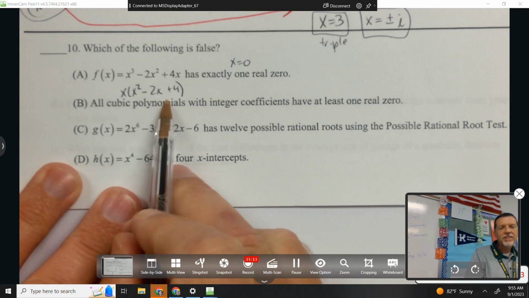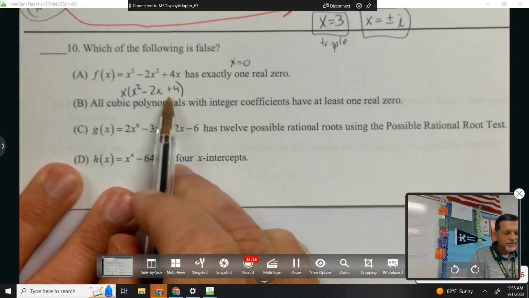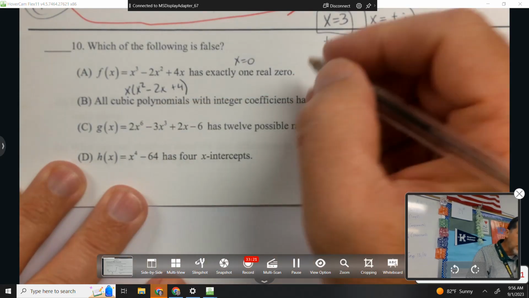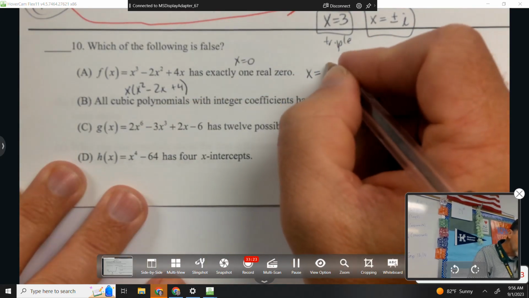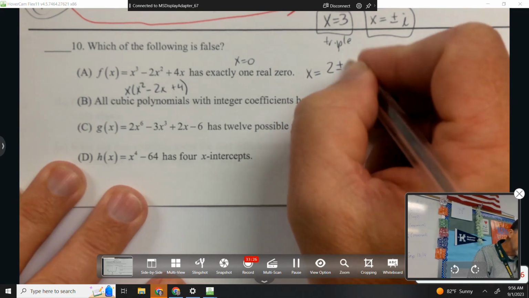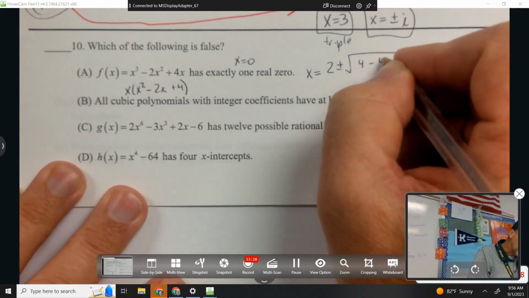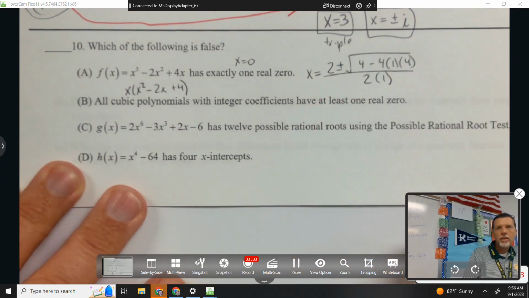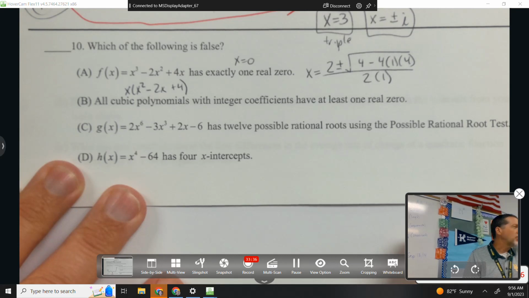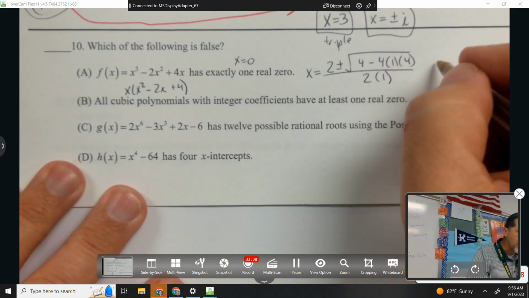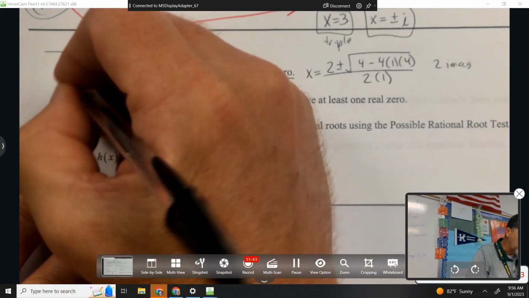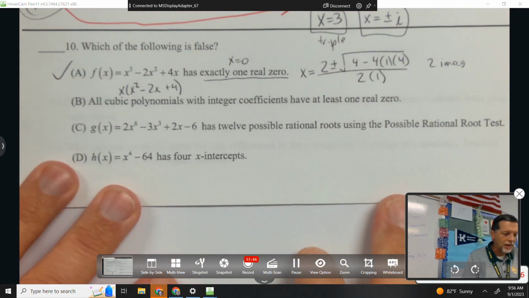That won't factor. That doesn't necessarily mean it has imaginary, though. It does mean I'll have to use the quadratic formula. X equals negative b plus or minus the square root of b squared minus 4ac, all over 2a. So it does have imaginary. It wasn't guaranteed to have imaginary, but it does have 2 imaginaries. So it does have exactly 1 real zero. Well, all that work and all we can say is, yep, that one's true. Keep working.